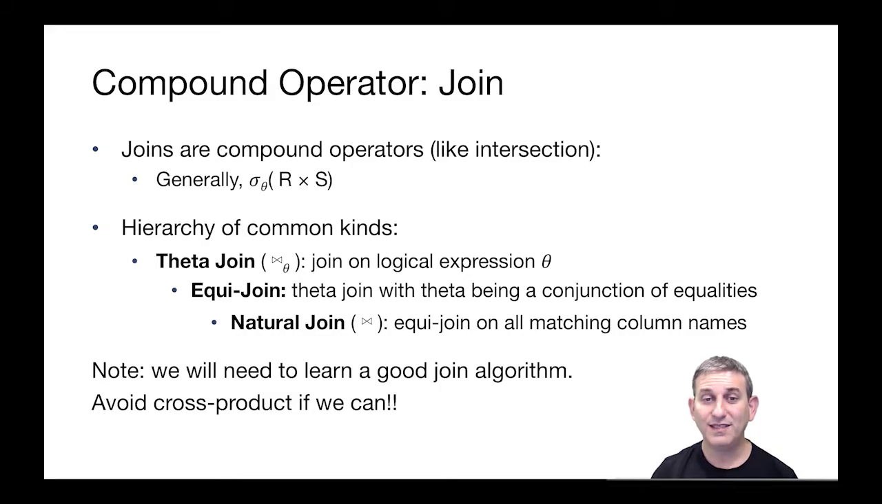Now, for all this, we're going to need to learn a good join algorithm, and particularly one that's better than taking a cross product followed by a selection, because as we know, just enumerating the output of the cross product is very expensive. So we're going to learn good join algorithms soon. In the meantime, this is one of the reasons why join is an operator: we want to call it out as a special thing that we need to implement carefully.